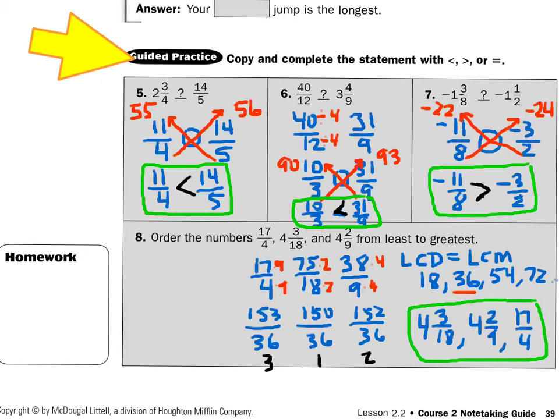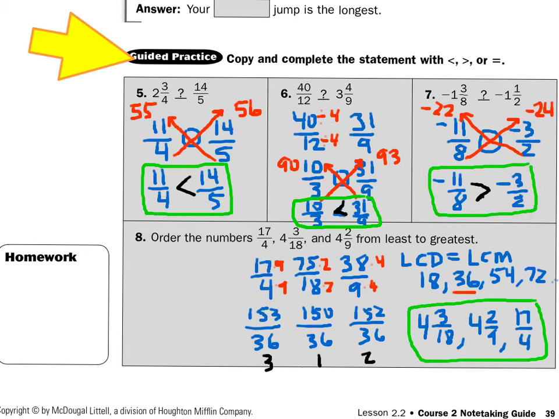So now I compare. Start at the denominator and shoot that arrow across. So 8 times negative 3 is negative 24. And then start at the denominator, the 2. 2 times negative 11 is negative 22. Well, I know that negative 22 is bigger than negative 24 because it's closer to 0. So I'm going to use the is greater than symbol. So I have negative 11 over 8 is greater than negative 3 over 2. And I box my answer.